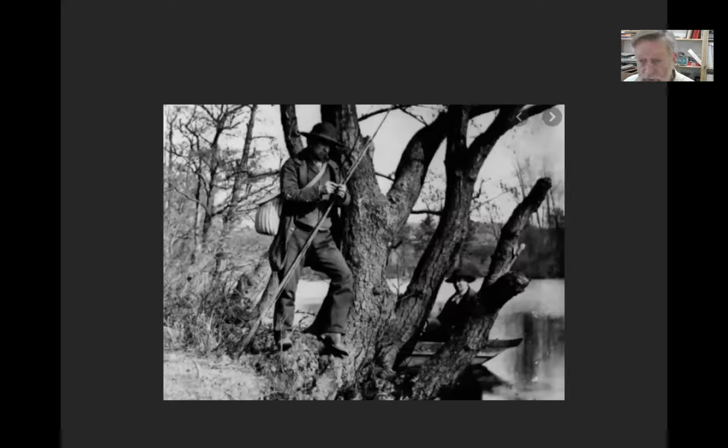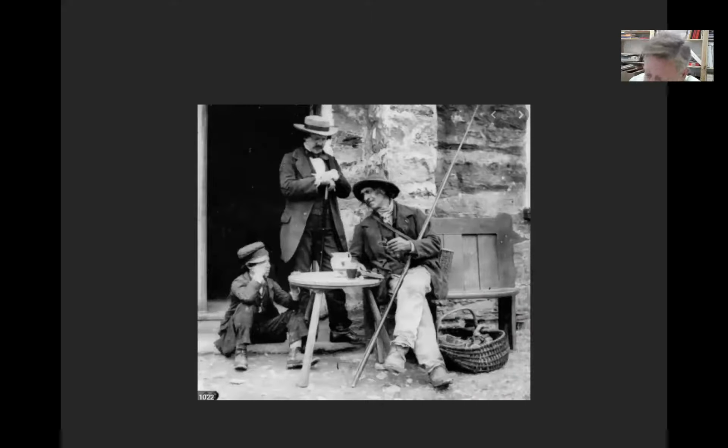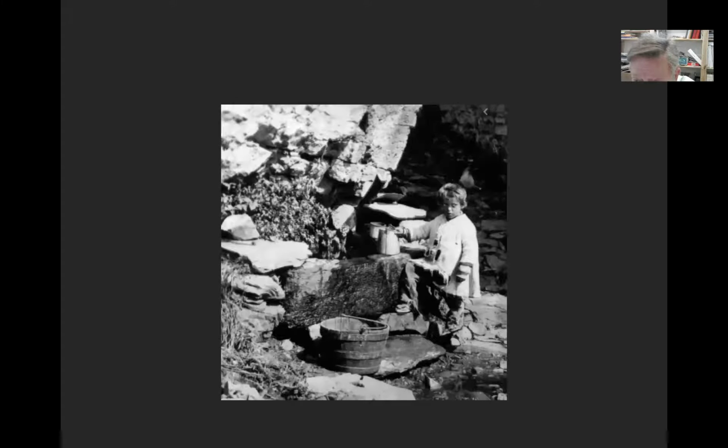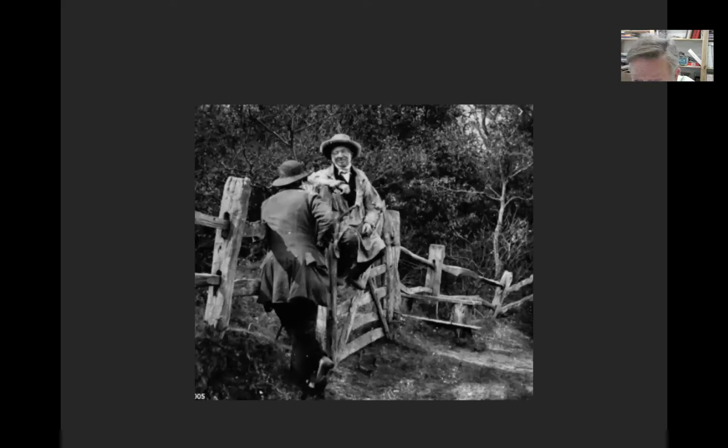In everyday walks of life, fishing. A blacksmith. Women in their everyday life collecting vegetables. A man at the end of a hunt.